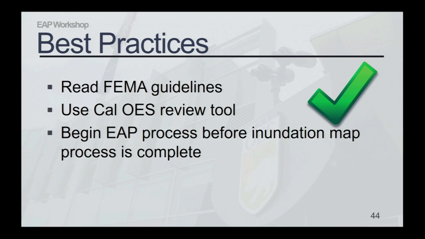If you conduct a pre-review with our review tool, again, you will likely pass the approval process on the first try, and we strongly recommend you begin the EAP process before the inundation map process is complete. The research and the outreach portions do take some time. It takes some time to gather that data. It takes some time to meet with people and get their input. So while your map is in the process, you can get that done, and then you can incorporate any changes that your map determined into your EAP and put it all together.